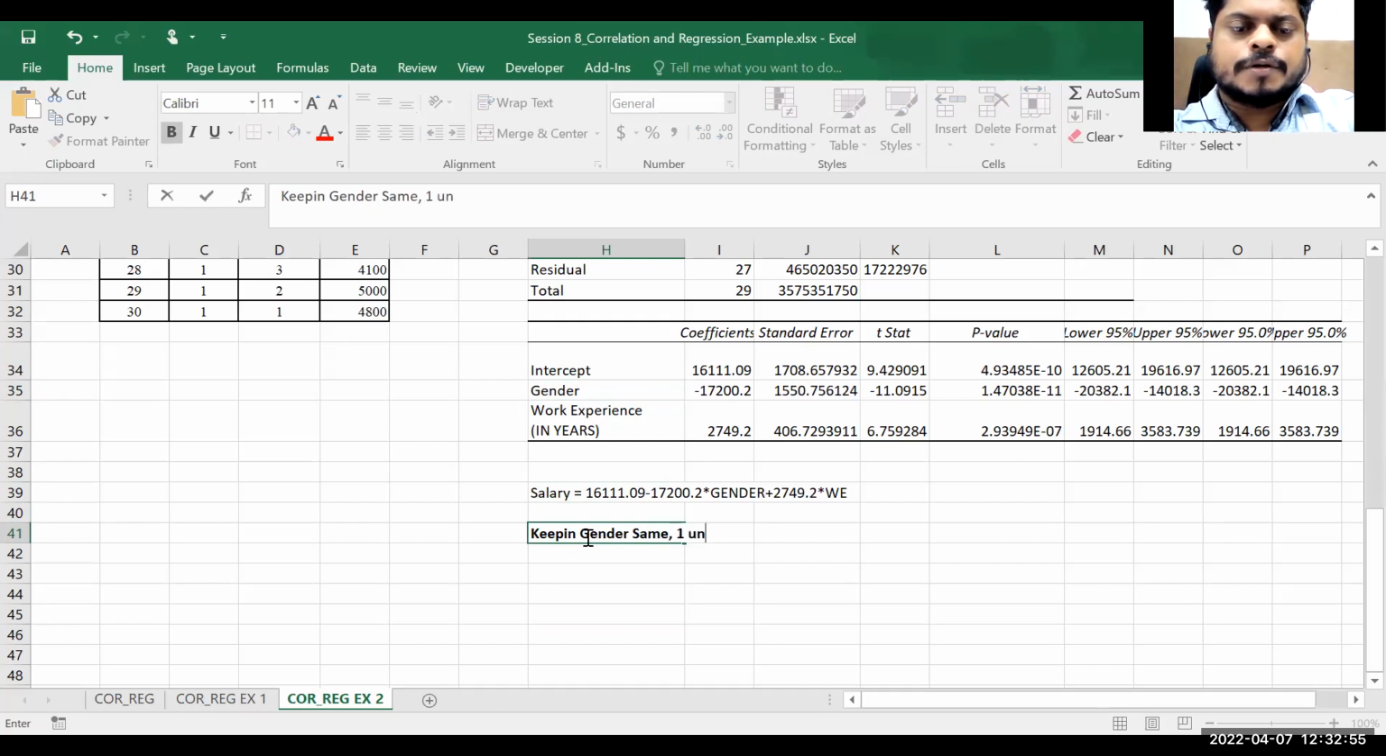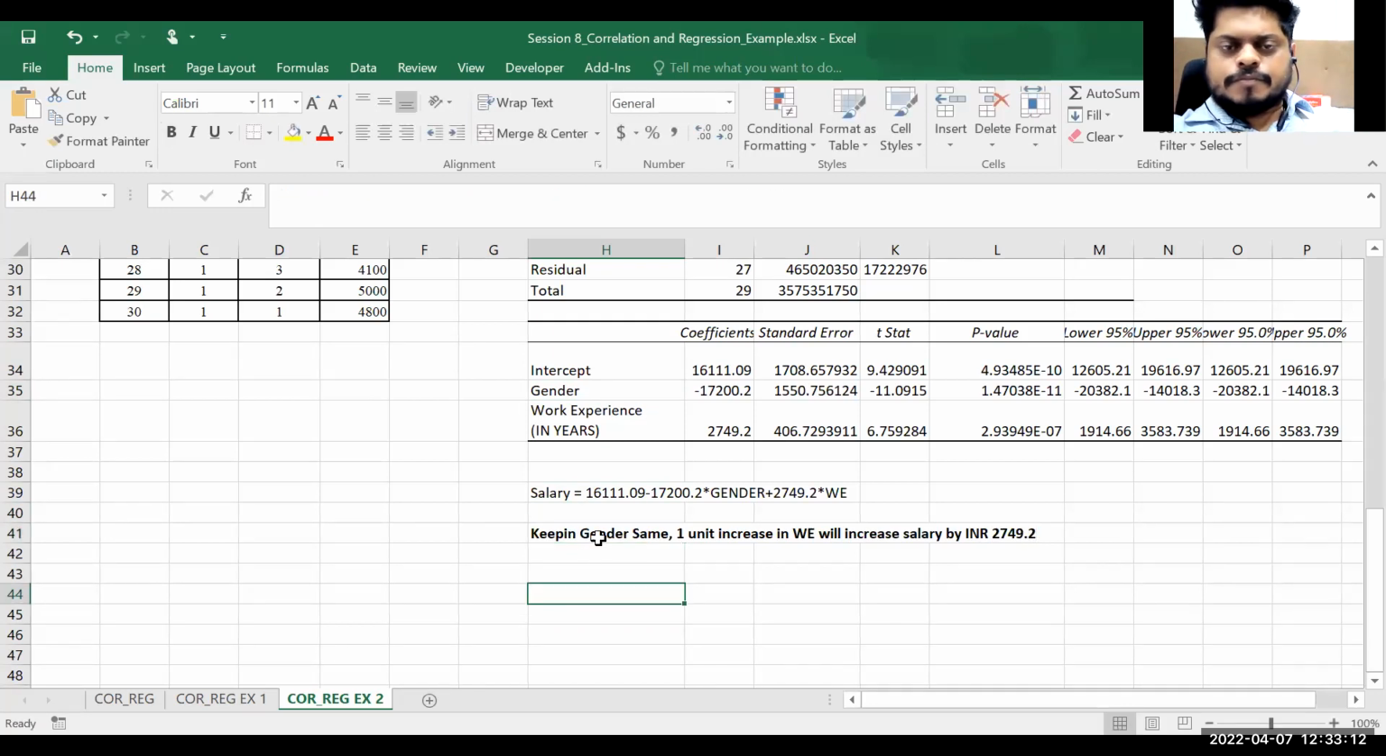one unit increase in work experience will improve salary by INR 2749.2, right? What does it mean? If I have two employees of the same gender, two male employees, the person who has 3 years of work experience will earn 2749 rupees more than the person who has 2 years of experience.